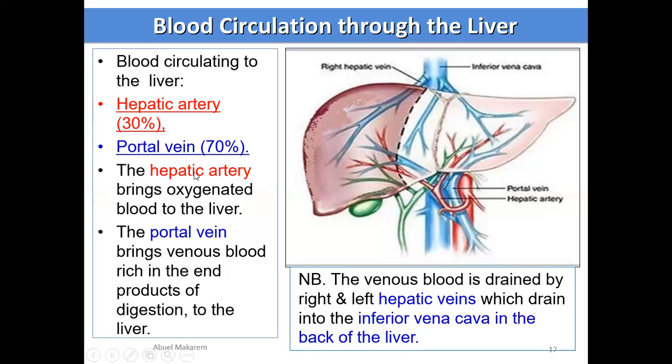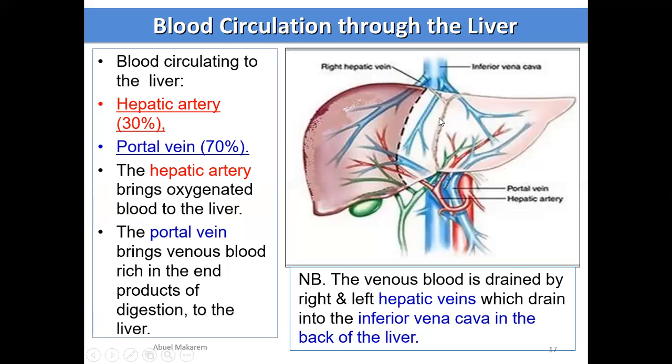Okay, so the hepatic artery will bring the oxygenated blood. Why is it supplied by both artery and vein? The artery will supply the oxygenated blood to the liver, which is required by the liver. But what is the function of the portal vein? The portal vein will bring the venous blood rich in end products of digestion. So all the digested food which is supposed to be metabolized here will be brought by the portal vein from the different parts of the intestine, especially the small intestine, to the liver so that it can be metabolized, as we saw before.